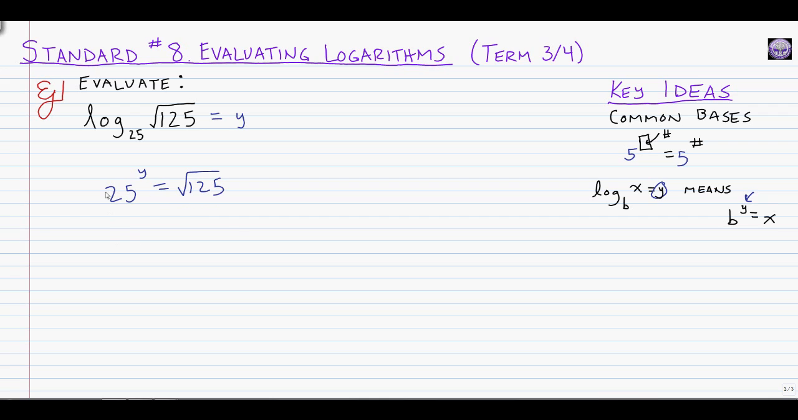Well, let's do the easy parts first. 25, I know 25. 25 is 5 times 5, so that's just 5 squared. And 125, well, square root we'll leave alone. 125 is 5 times 5 times 5. So that's 5 to the third. Now we're not quite there yet. We still have to kind of finish this.